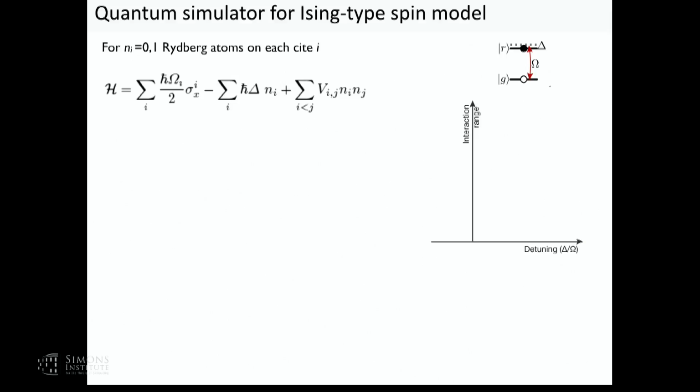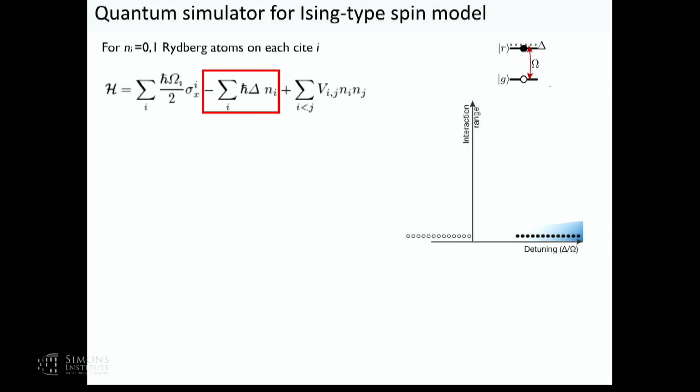So then it's very clear that the ground state, depending on the sign of detuning, will be either all atoms in the ground state or all atoms in the excited state. But then, okay, it's a trivial case, what we can do is now turn on the interactions, and let's consider strong interactions between nearest neighbors only.